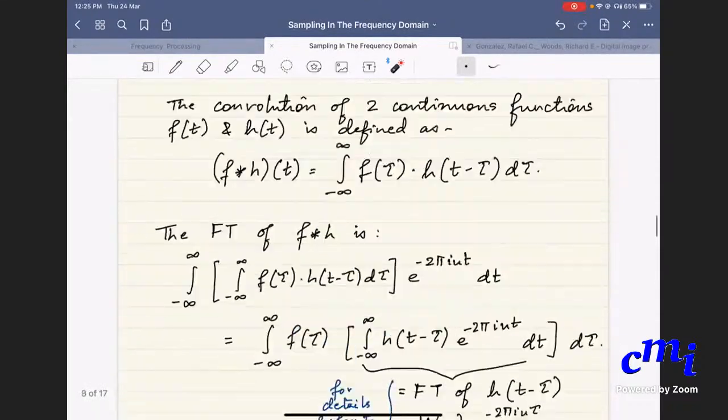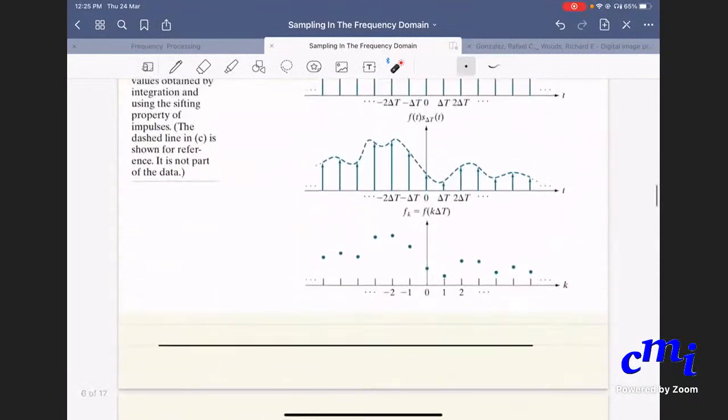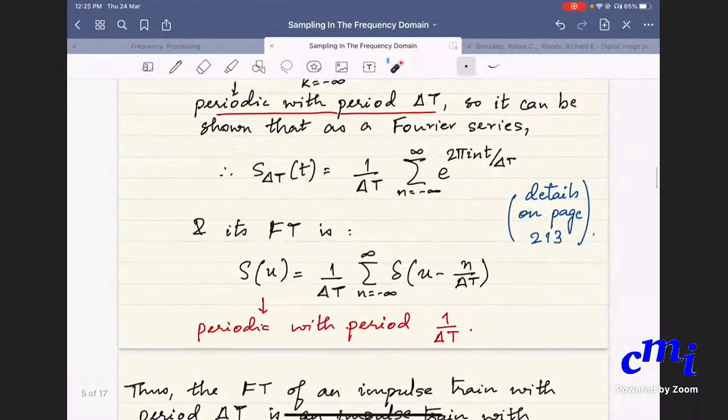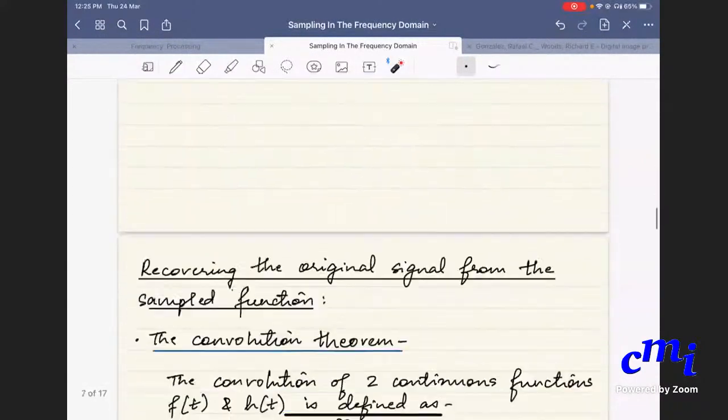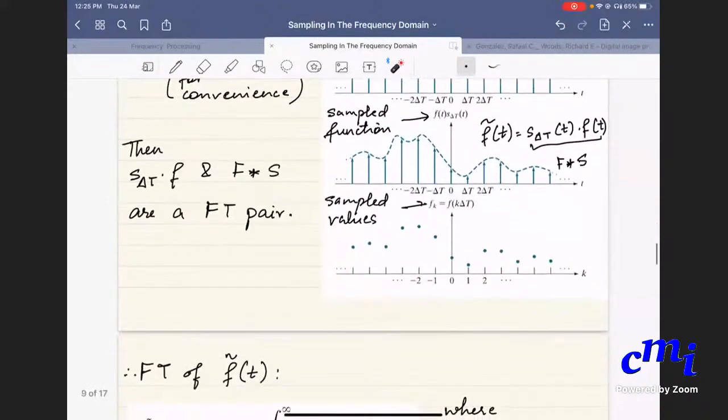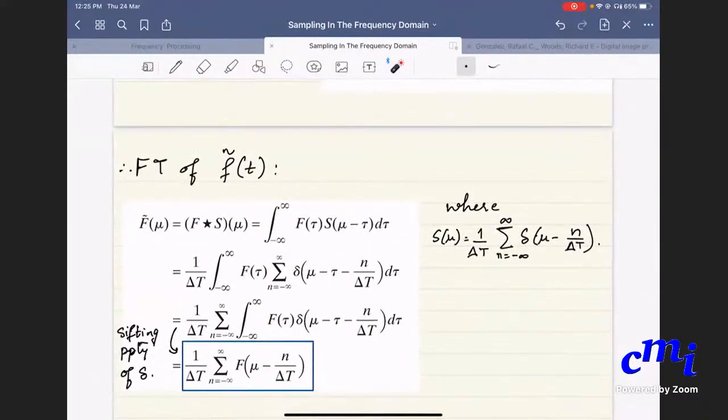We computed the Fourier transform of the sample train right here, correct? So we just substitute this formula here. 1 over delta t is pulled out and you have written all of this. Instead of u, you have u minus tau here. Now, just simplifying, you can pull out this sum. So rearranging the terms, you get this. And now this is again nothing but an impulse train, correct?